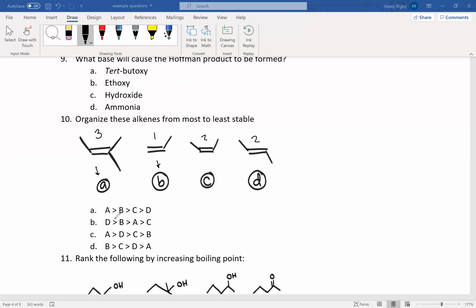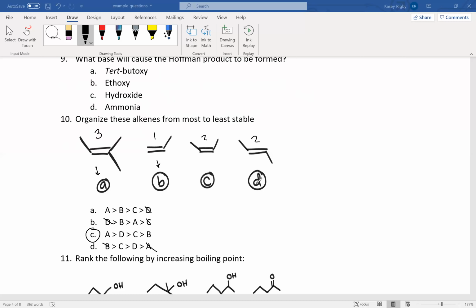So now we're going to see which one of these starts with A, because we're going from most to least. So it's not going to be B, it's not going to be D. And then we have to see which one's going to end with B. So it's not going to be A or B or C, or I mean, it's not C, but D. So it has to be C. So I didn't even really have to compare C and D.